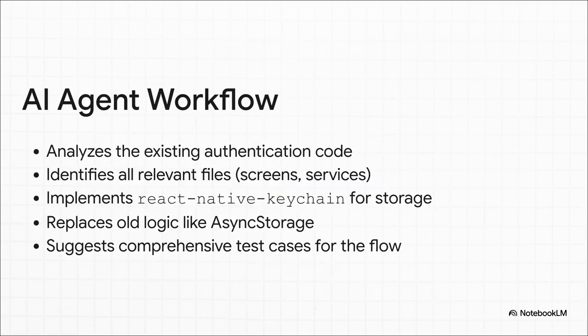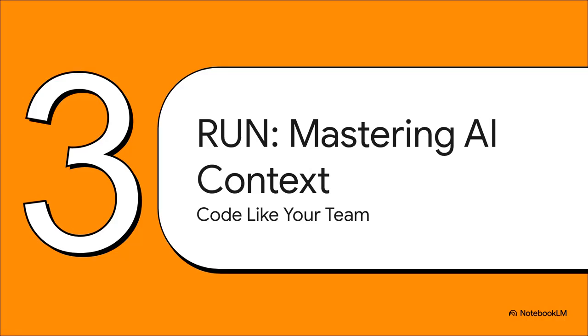And this is where it gets incredibly powerful. The AI acts like an autonomous agent. It's not just writing a bit of code. It's analyzing your existing auth flow. It's finding every single place it's used, from UI screens to Redux slices, and then it performs the refactor across all those files. It'll even suggest Jest or React Testing Library tests for the new, more secure code. It's amazing. Now, this deep project-wide understanding leads us right into the run stage.